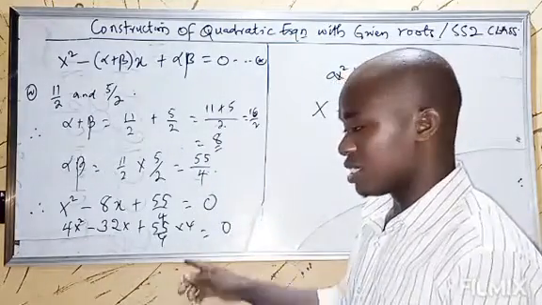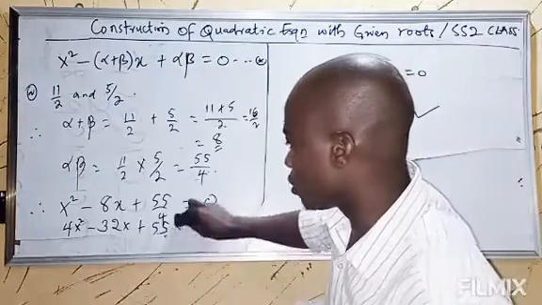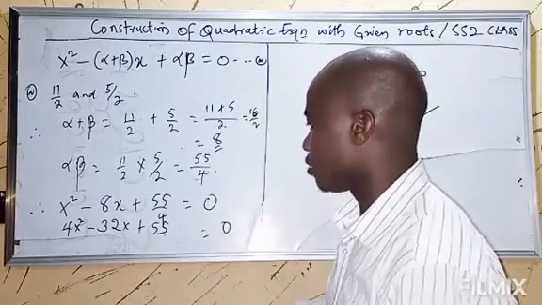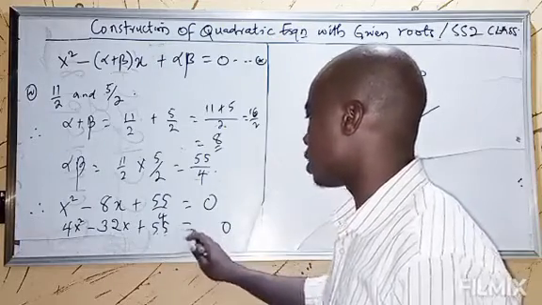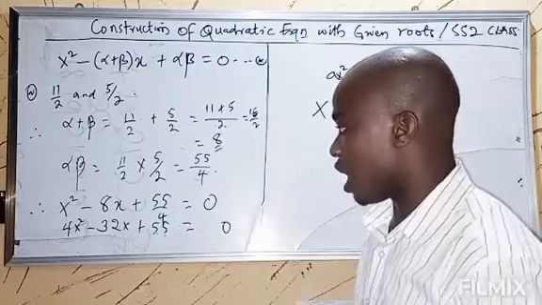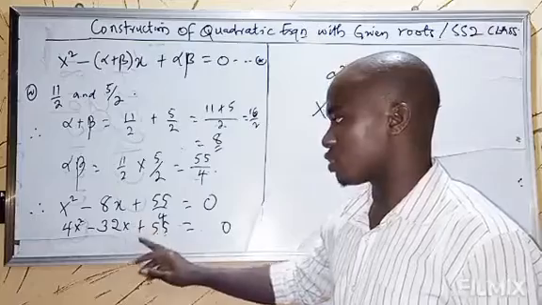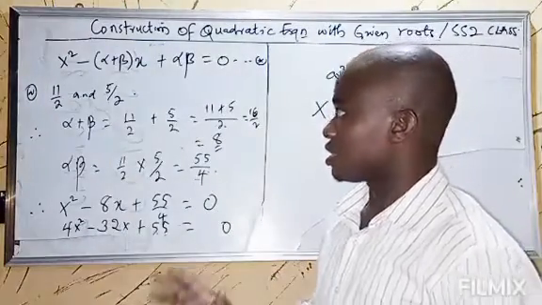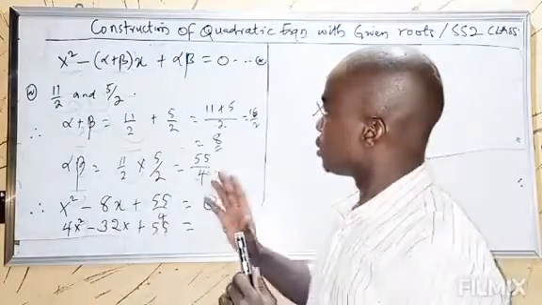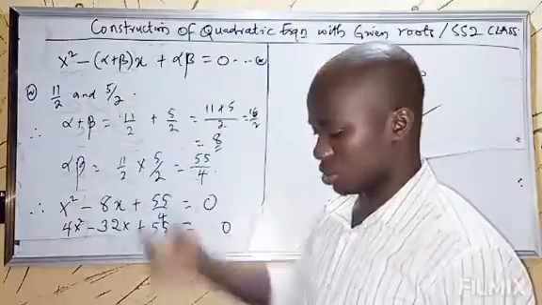So now by seeing that, we can see that this 4 we cancel this 4, so that 4 we have it. We have 55. I'm getting it now. So now by doing that, we have what? We have our equation to be 4x squared minus 32x plus 55 equals to 0. So that is that on how to construct a quadratic equation given roots.